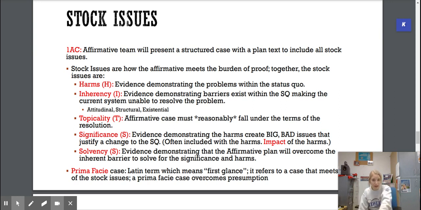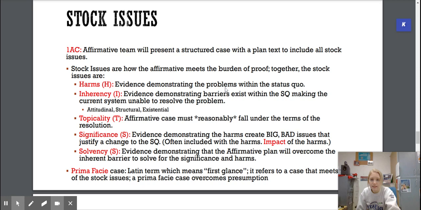We also have topicality. The affirmative must be topical. They must follow the topic. If they are not following the topic, or they are going above and beyond the topic, they are not topical. When that happens, the negative runs the stock issue of topicality, and they say, Judge, the affirmative is not topical. And because of that, they should not win the round. The affirmative must be topical.